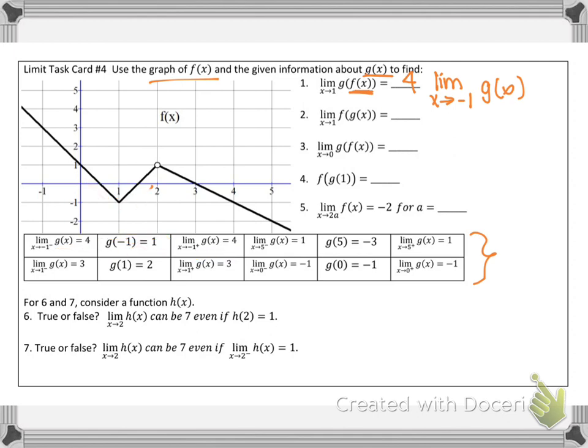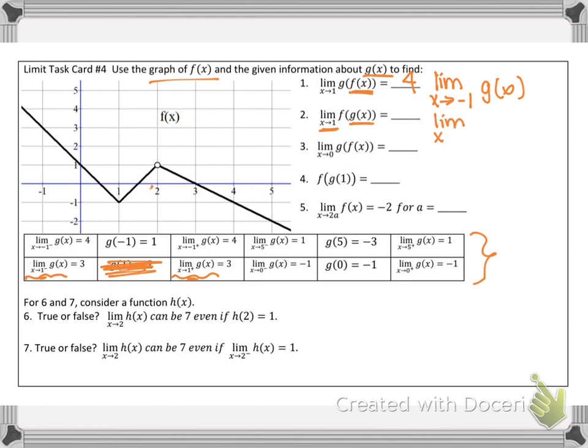Okay, number 2. Limit as x approaches 1 of f of g of x. So I'm going to go first and find the limit as x approaches 1 of g of x. So we're looking at an input of 1 that looks like it's right here. Limit as x approaches 1 of g of x. Again, when I'm finding a limit, I don't care about what's happening at the point. I just care about what's happening approaching. So approaching from the left and the right, I see that the limit equals 3.